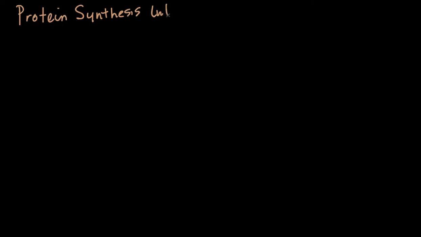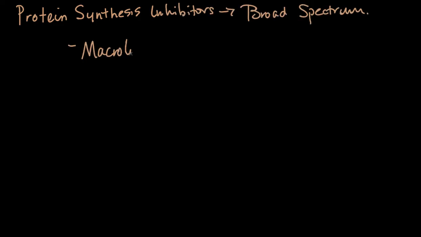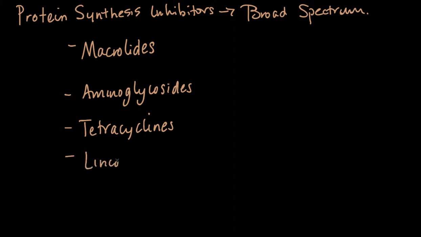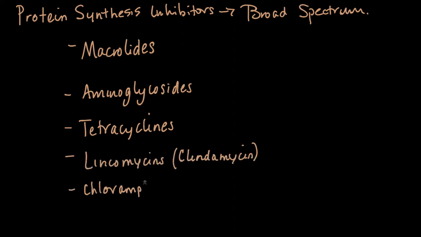Okay, let's move on to the protein synthesis inhibitors. These include macrolides, aminoglycosides, tetracyclines, lincomycins, aka clindamycin, and chloramphenicol, which we won't discuss because it isn't used anymore, and the new kid on the block, linezolid. The things to remember about these drugs is that they are all broad spectrum, and except for the situations we are going to discuss, they are usually second line behind beta-lactams.